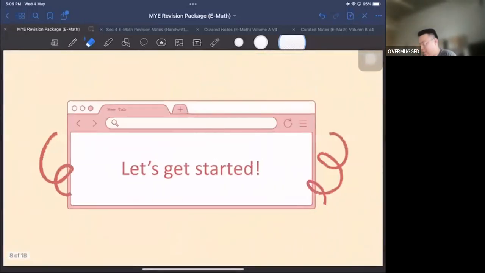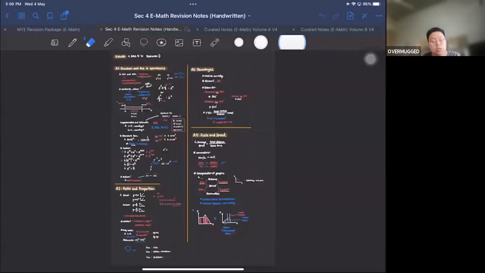Okay, so let's get started. So how will I be conducting this revision section? I'll be using these handwritten notes that I have written last year for my students. So it will look something like this. It's on a black piece of paper because it looks aesthetically pleasing to me. So I hope everyone is fine with that. I'll be zooming in, so don't worry.